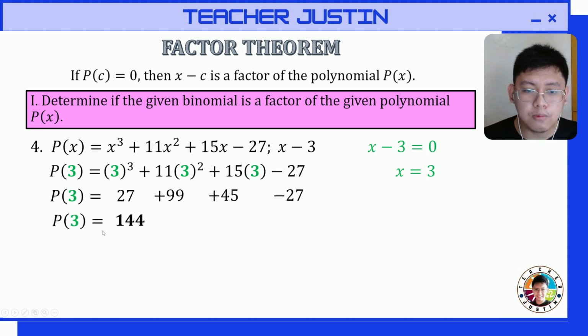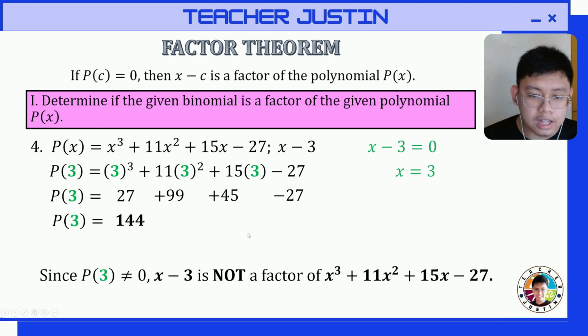Now, since our p of 3 is not equal to 0, then we can say that x minus 3 is not a factor of the polynomial x cubed plus 11x squared plus 15x minus 27. And that's it. Ta-da! Alright.